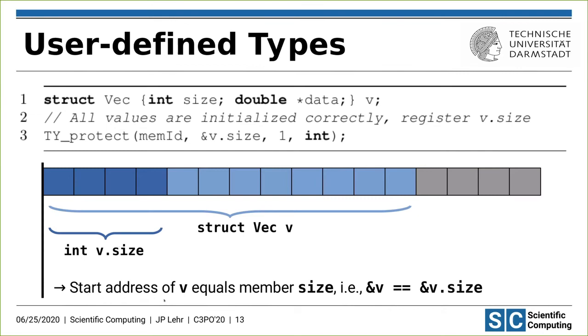So the start address here is actually the same for the size and the overall struct. Because in TypeART we only store a single type info for a pointer, we have an ambiguous type info here. To solve this problem, for user-defined types, because they are constructed from built-in types, we can do a recursive subtype resolution.